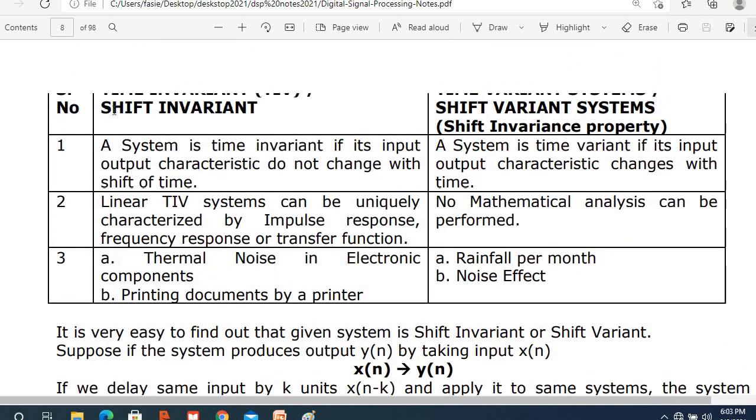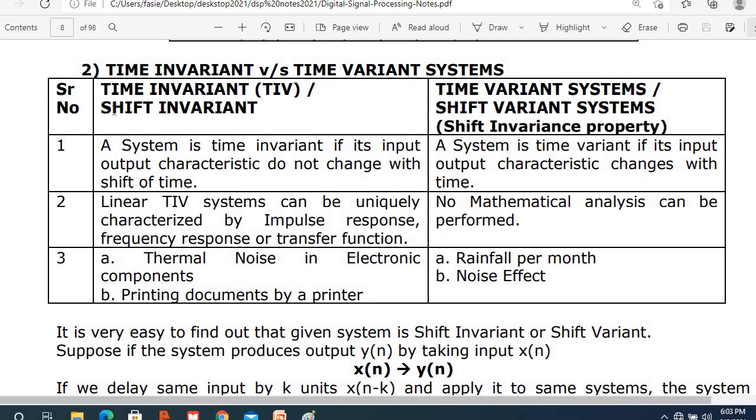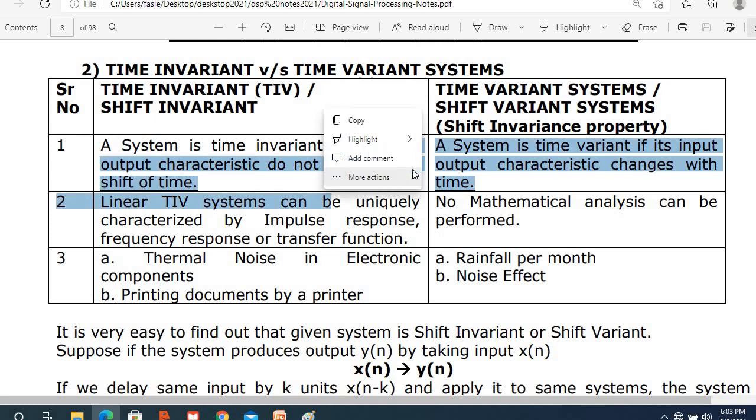So next, students, we have time invariant or shift invariant, and time variant or shift variant. What is the difference between these two discrete time systems? Time invariant means the output does not change with any shift of time. A system is said to be invariant if its input-output characteristics do not change. If the input and output are not changed with respect to time, then it is called invariant. If it is changing, then it is called time variant. When it is varying, that is called variant. When it is not varying, it is invariant.